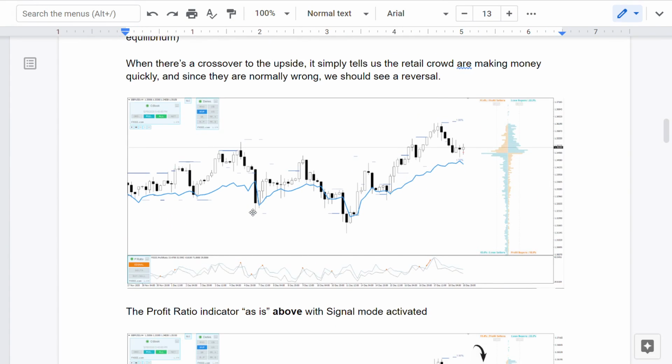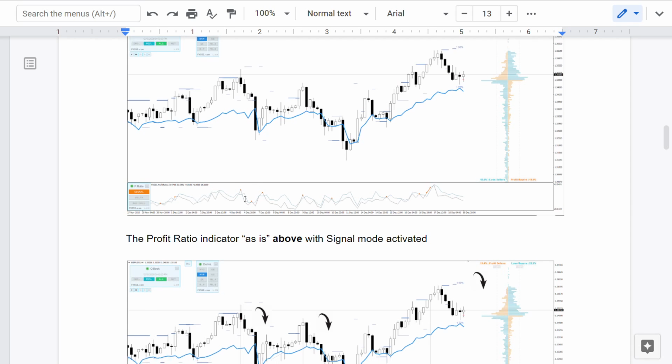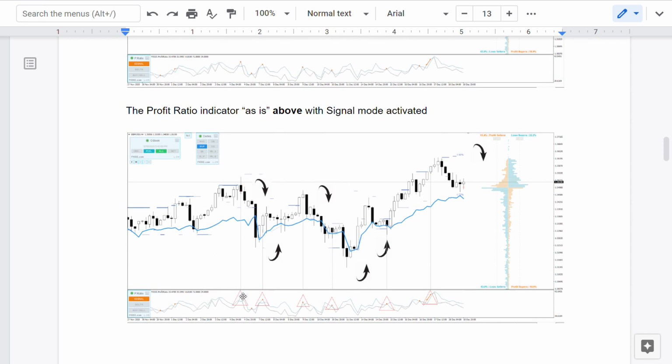So here, you're looking at these dots, and that's like the retail guys making a bit of profit. And what we'll see, as soon as they make profit, we'll see a reversal. And note your London fix times. For those London fix traders, keep an eye on that, and you'll see there's some very spooky parallels to these profit ratio spikes.